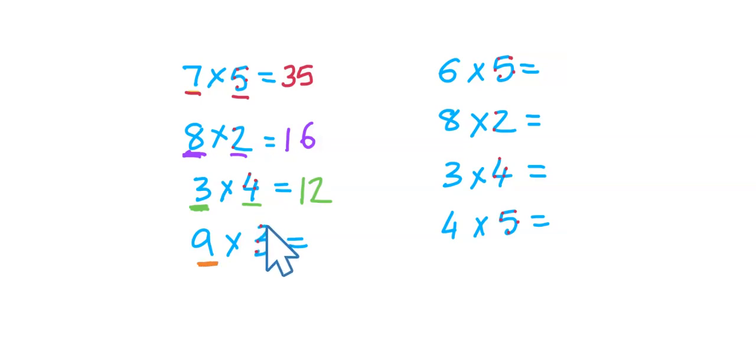Next one. We will skip count by the number 9. Let's do it. 9, 18, 27. So our answer is 27. So 9 multiplied 3 is 27. Let's do another one.